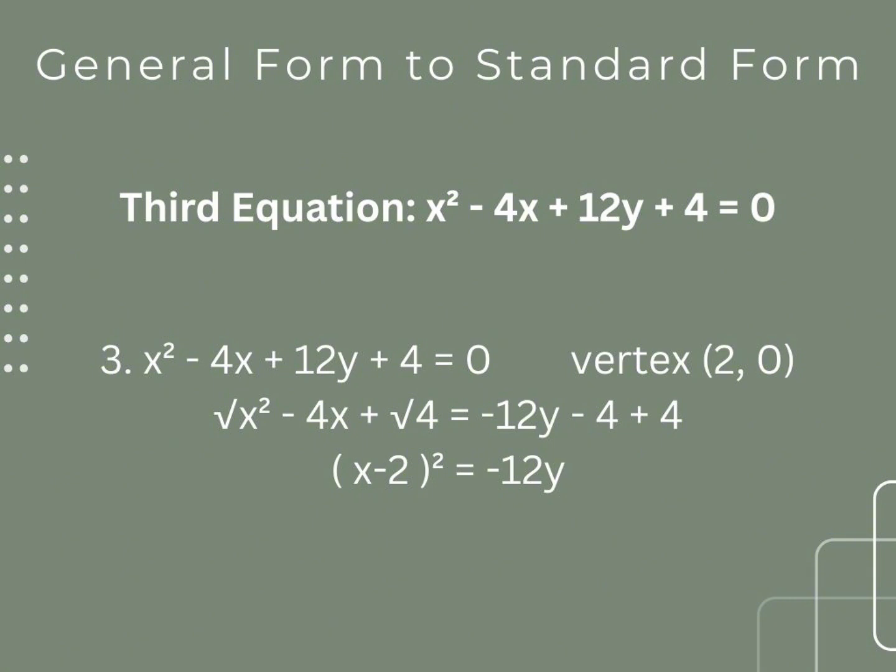We write it in standard form. This matches the standard form of a vertical parabola, (x minus h) squared equals 4p times (y minus k). So our equation is (x minus 2) squared equals negative 12 times (y minus 0). And from the standard form, we can see the vertex is (2, 0).